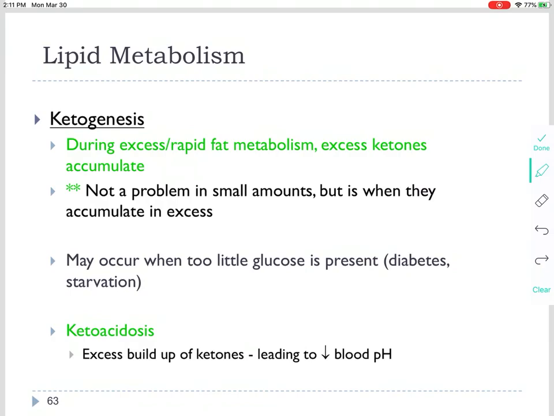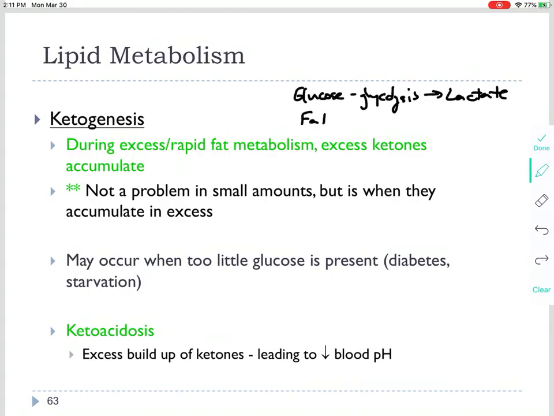I would like you to review ketones. If we thought about glucose, one of the downsides of burning excessive glucose through glycolysis was producing lactate. Remember that?